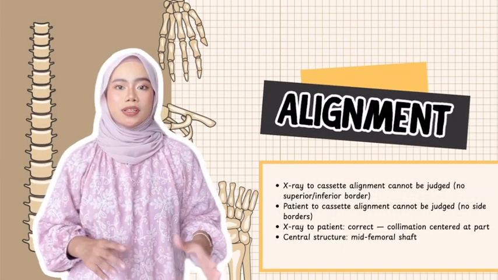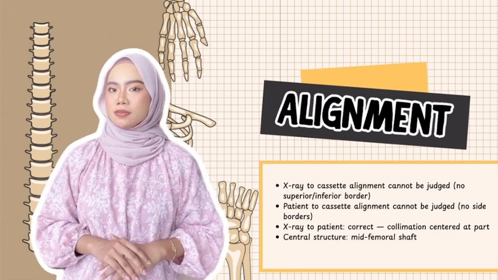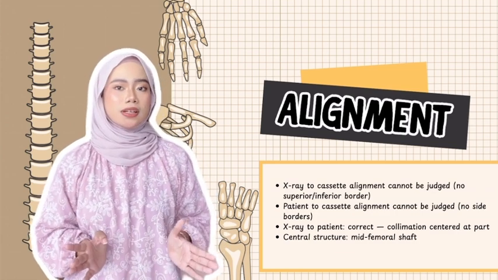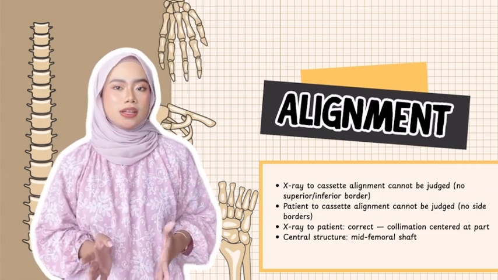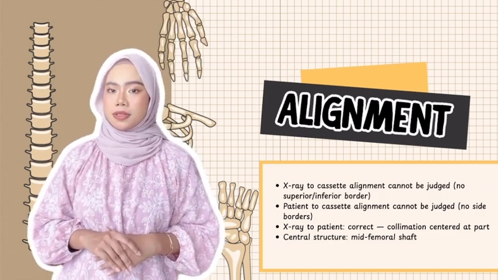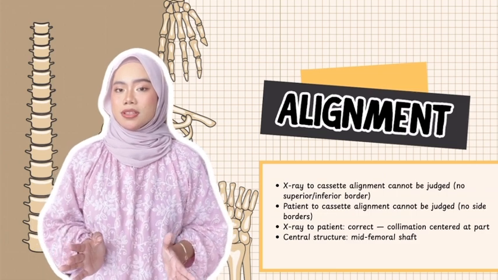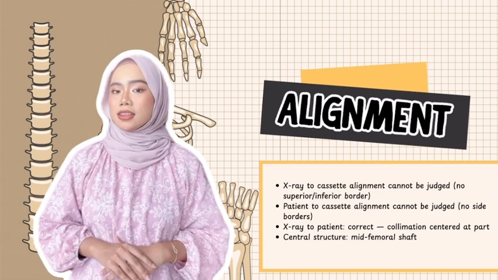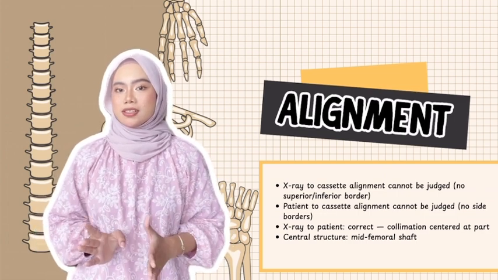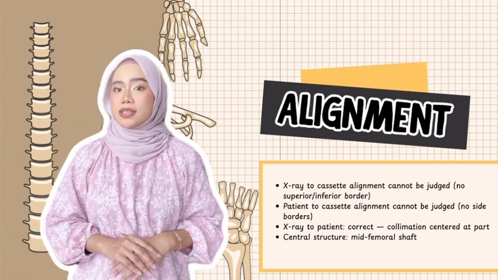Next is alignment. The alignment between the X-ray tube and cassette cannot be determined because there is no superior and inferior border. Next, the alignment between the patient and cassette also cannot be determined. Next, the alignment between the X-ray tube and patient is correct because the center of collimation is at the center of the part. The central structure of this radiograph is the mid-femoral shaft.